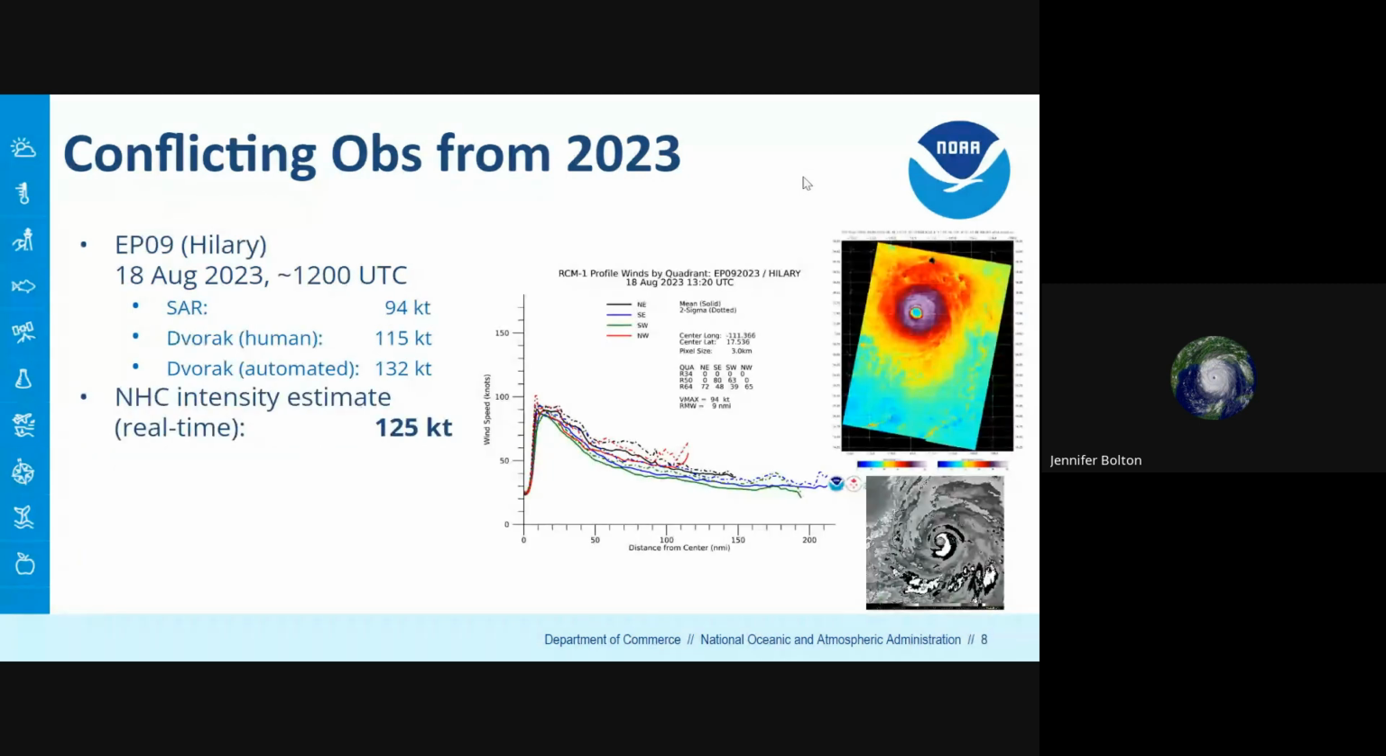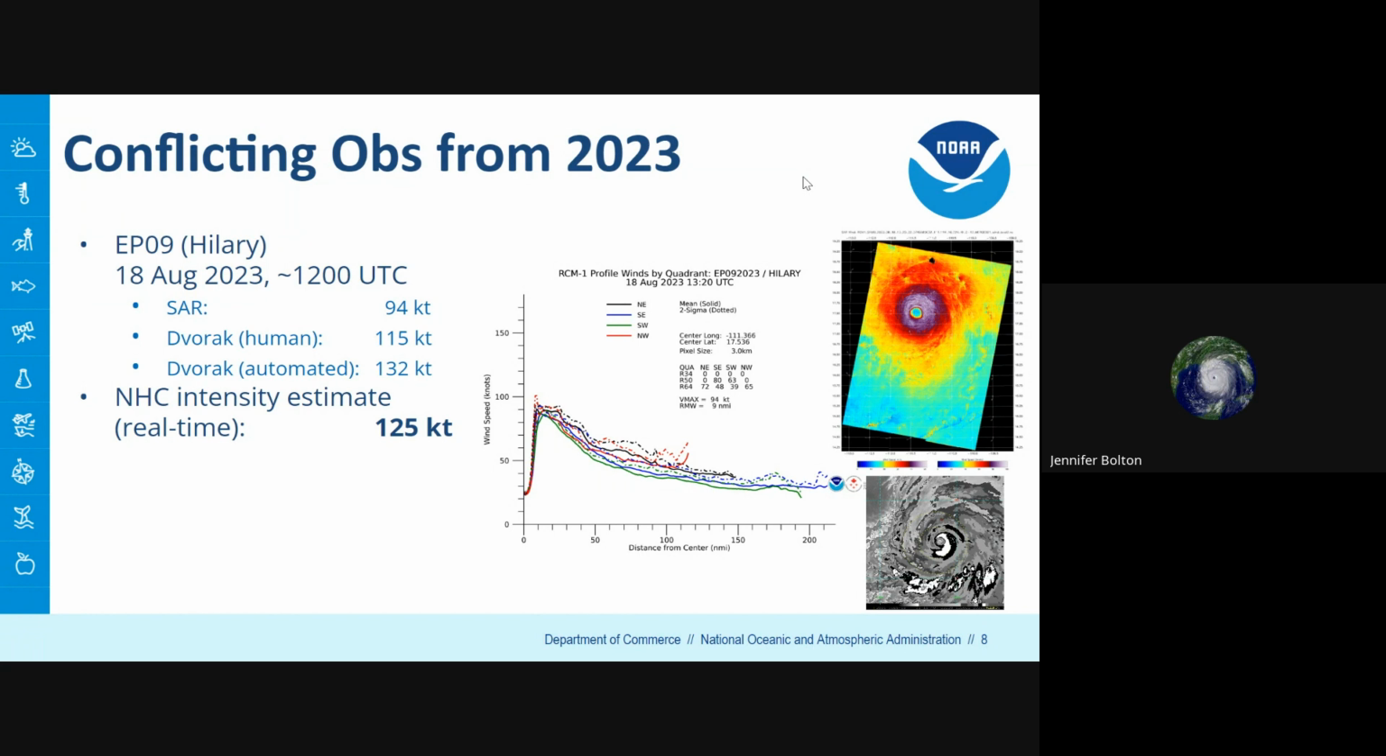The next two are going to be SAR examples. So this first one here from Hillary, as I mentioned, we're trying to learn how to integrate SAR into our operations. This was a case on the 18th of August, 12Z, where Dvorak was suggesting the storm was somewhere between 115 and 132 knots. And the SAR pass was showing 94 knots. So a 30-knot discrepancy in what we were carrying at 125 knots from what the satellite was showing.